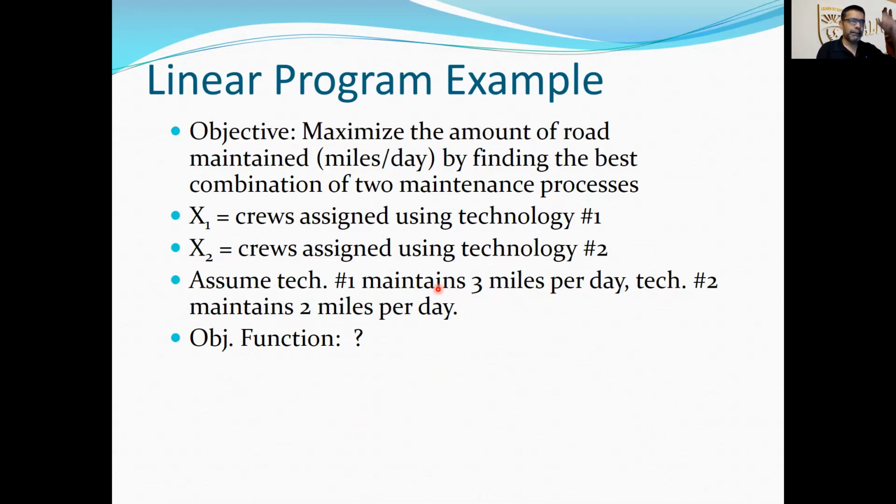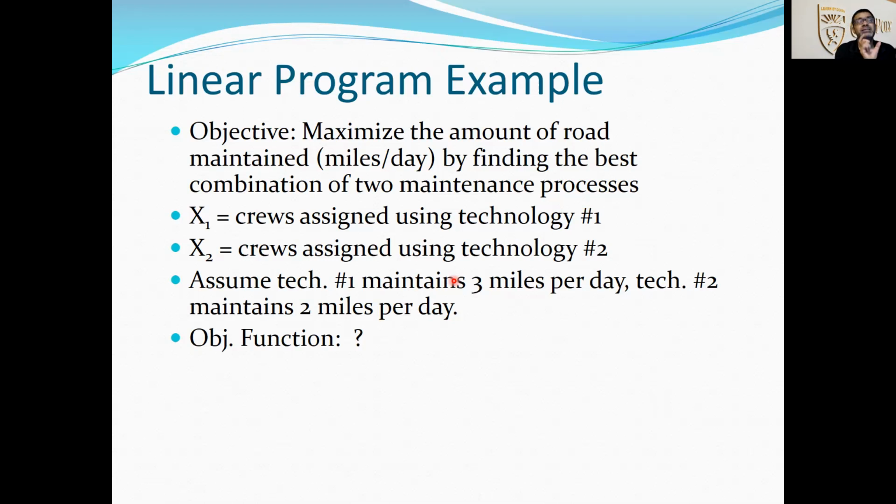And so, for example, if you were to assign x1 crew to technology number 1, you will be able to maintain 3 times x1 of the road. And if you assign x2 crew to technology number 2, you will be able to maintain 2 times x2 miles of road. So if you assign one set of crew to technology 2, they will be able to maintain 2 miles of road for you every day.